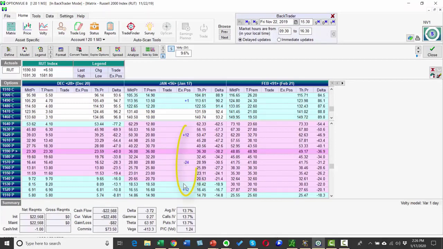Normally we do 10 butterflies, and normally when we do 10 butterflies at 56 days to expiration, we get a delta, which is this number down here, with the butterfly alone somewhere around minus 80 to minus 90. If that's the case, we can simply buy a call that's in the 80 to 90 delta range, and it'll end up with a total delta that is somewhere around zero, in this case minus 3.72.